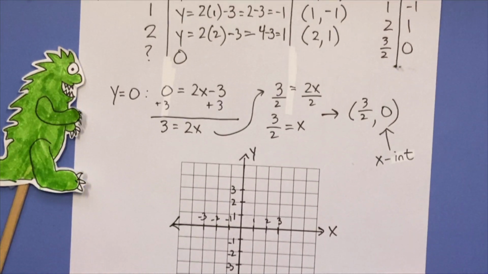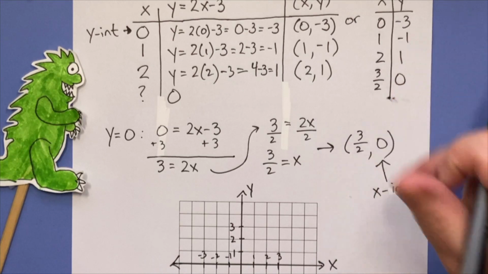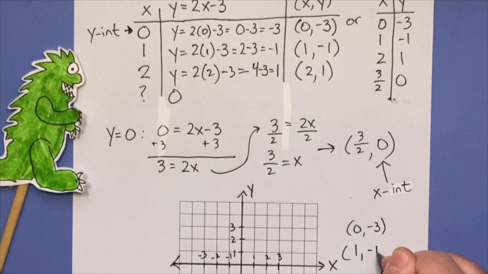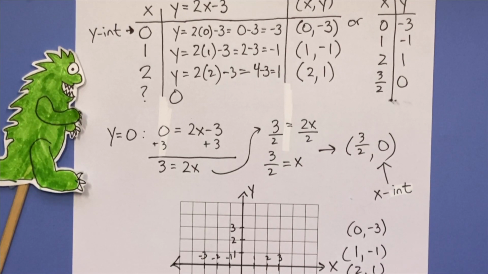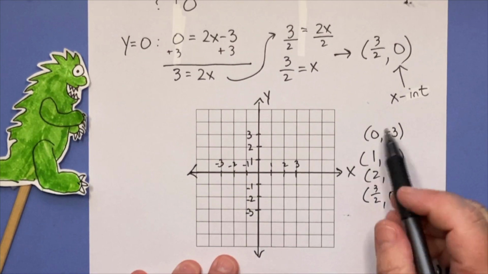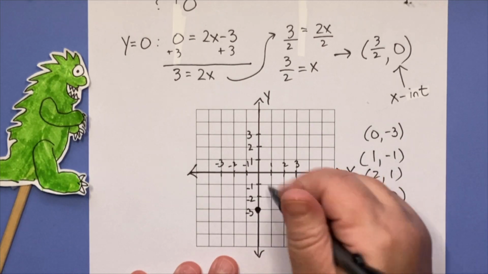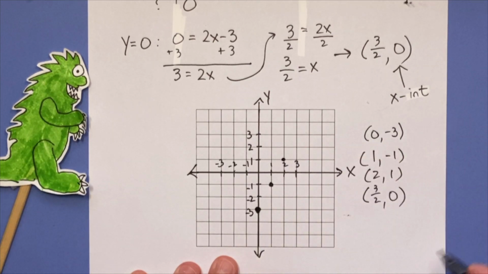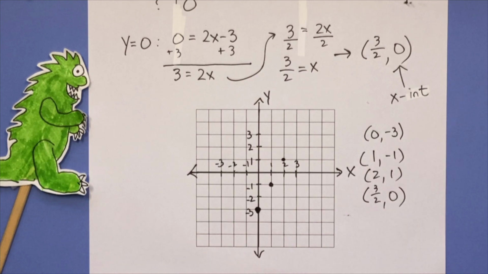Okay, so I think my window here is going to be a little small, so I'm going to go ahead and copy all of my ordered pairs down so we can take a look at them without me moving the paper back and forth. So I'm going to start with (0, -3). That's right there. (1, -1). That's right there. (2, 1). Right there. And (3 halves, 0), which I don't want to graph, so I'm going to refuse to graph it.